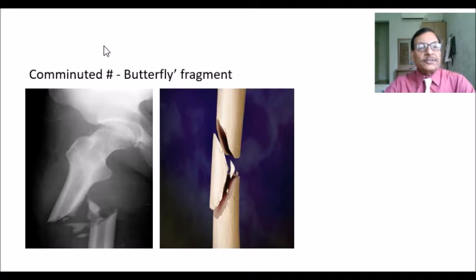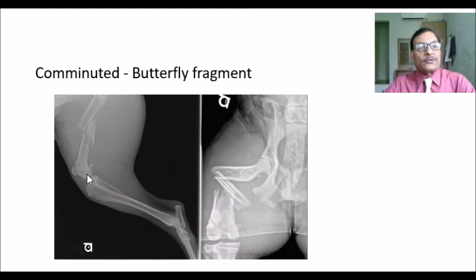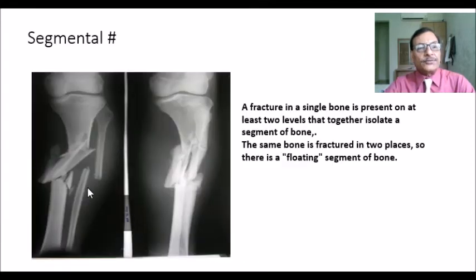Comminuted fracture: if we are seeing more than two fragments, third fragment, fourth fragment, fifth fragment, it is called a comminuted fracture. And if there is a big chunk of the comminuted part, this is called a butterfly fragment. So this is comminuted, there is a butterfly fragment.